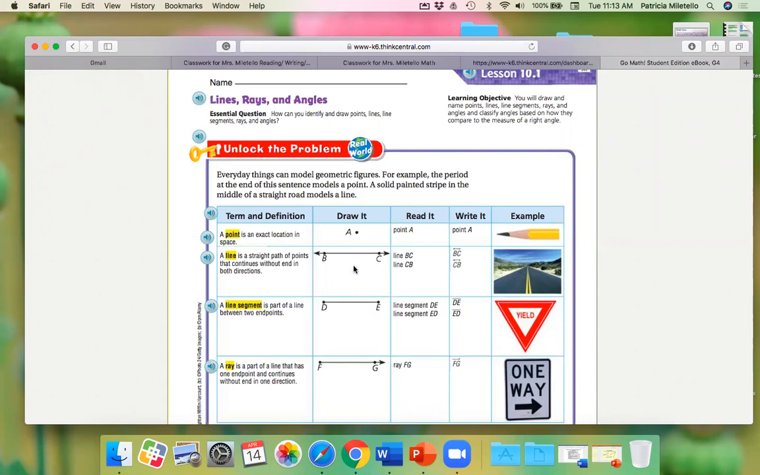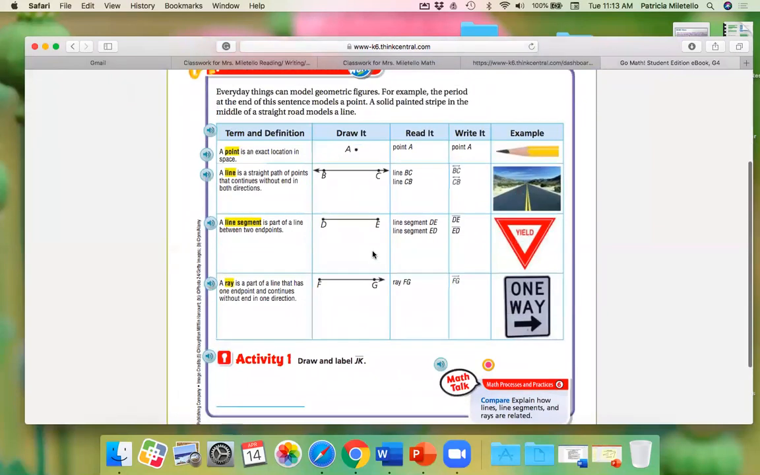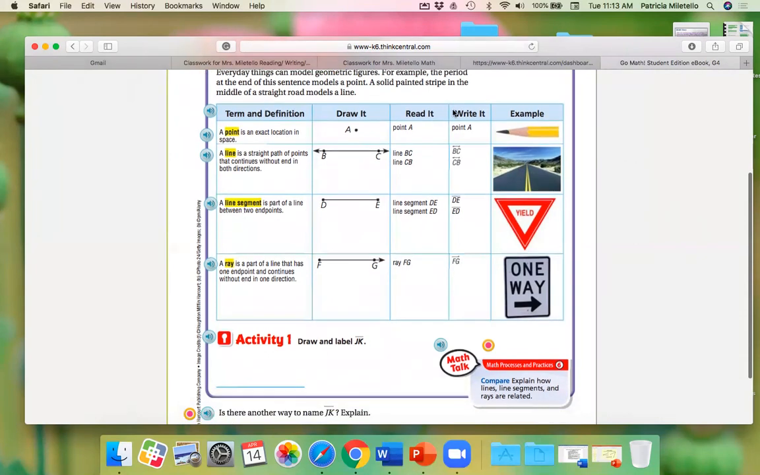Here they're just going through the definition of the items that we have already talked about in this video, okay? And it shows you how to write these different things like a line segment, a ray, and then a point is just written with the word point, okay?